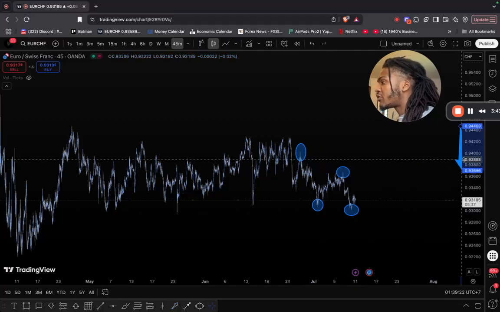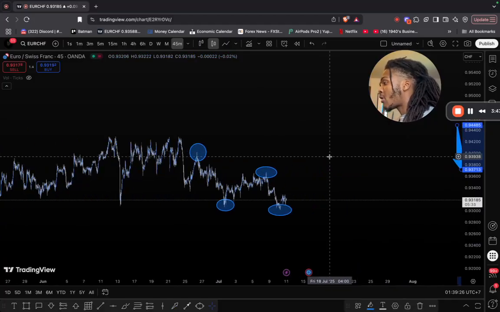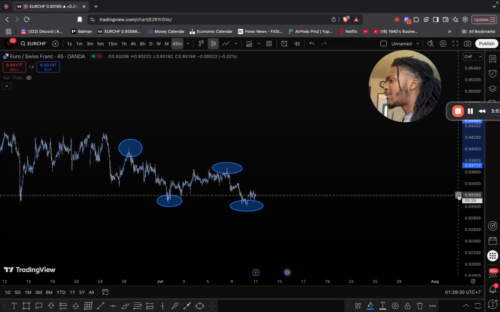This also works if you trade futures as well. 45-minute is a good time frame. And then once I have my market structure, then I look for my trading setups. So for me, I trade supply and demand, smart money concepts. I only trade about one to two types of setups. So I trade order blocks and I trade gaps.